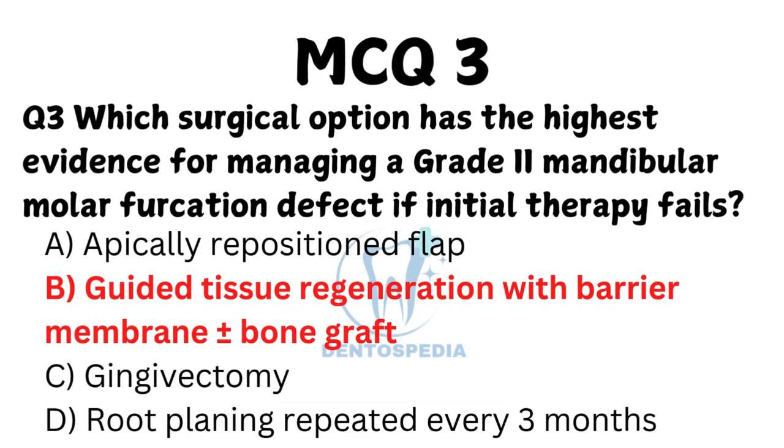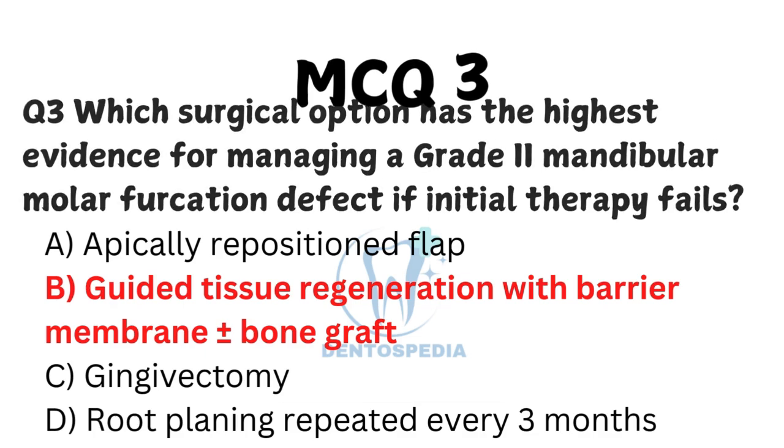Why? Regenerative approaches have the best outcomes in grade 2 furcation defects, especially in mandibular molars, where the anatomy is favorable. These techniques can restore lost attachment and improve tooth prognosis. Now let's look at the other options. An apically repositioned flap is useful for crown lengthening, not regeneration. Gingivectomy only removes soft tissue and does not address bone loss. Simply repeating root planing will not resolve a furcation defect once it is established.